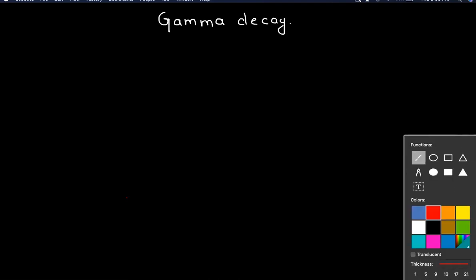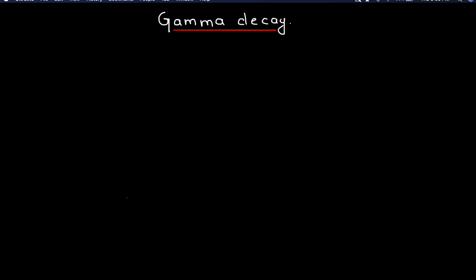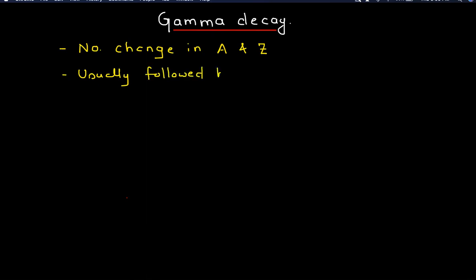So next is the third type of radioactivity, gamma decay. Like I said, gamma is an EM wave. So there is no change in atomic number or mass number because of this. No change in mass number and atomic number. It is usually followed by alpha decay and beta decay. So after alpha and beta decay, then gamma decay happens.